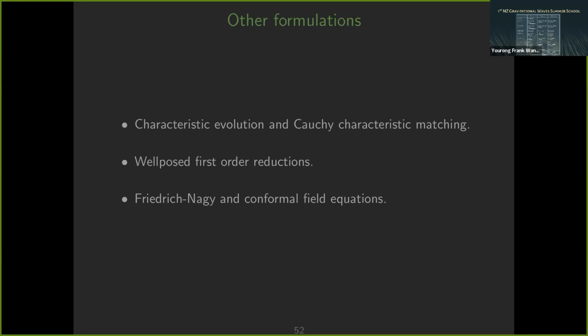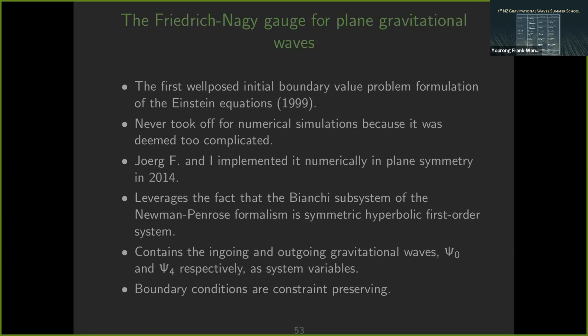And I think I have just enough time to go through a couple of other formulations of the Einstein equations for numerical evolutions that I've played around with, that I think, if they work, would be very nice compared to BSSN. So the first one is the one that you have been playing around with in the lab, which is the Friedrich-Nagy initial boundary value problem for the Einstein equations. So this was presented in 1999, and it was the first well-posed IBVP.